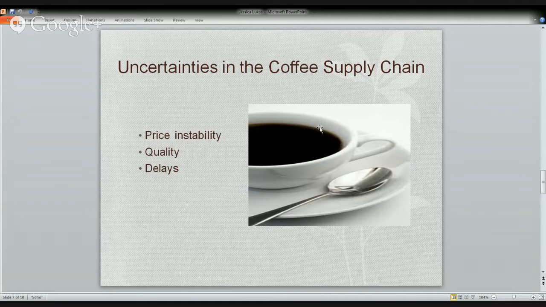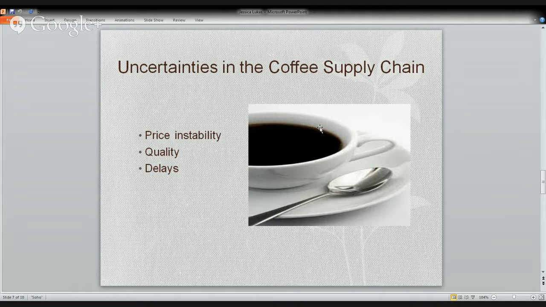So the first uncertainty that we have would be price instability, and this can consist of unpredictability regarding a lack of fixed price agreements between traders, buyers, and sellers. And also price instability within the coffee supply chain can be caused by a fluctuation of local and international coffee prices. Another uncertainty would be quality within the coffee supply chain.